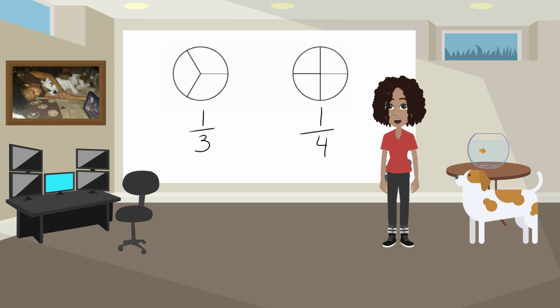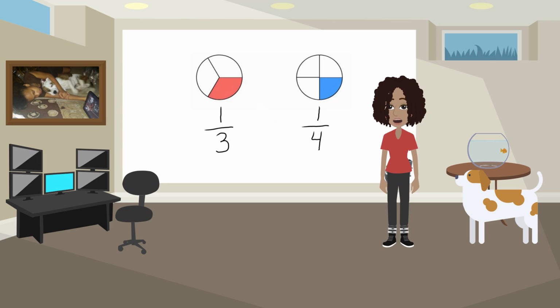Let's color in our common numerator. Is 1/3 greater than, less than, or equal to 1/4? More is shaded in with 1/3, so 1/3 is greater than 1/4.